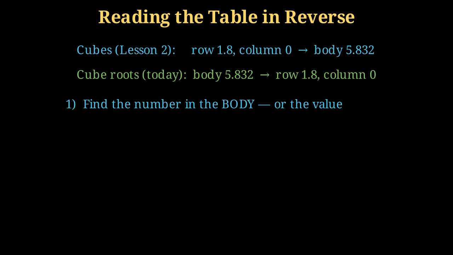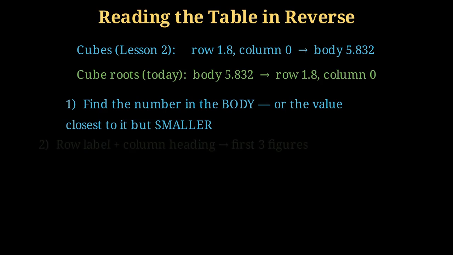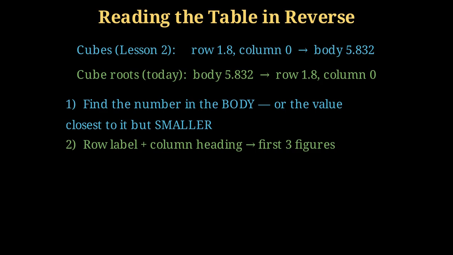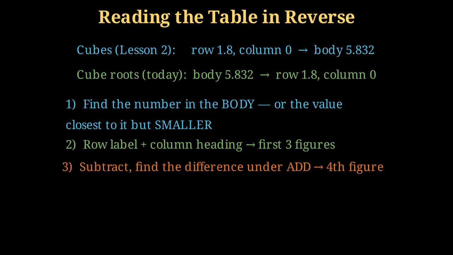3 steps, straight from your textbook. Step 1, hunt for the number in the middle section of the table. If it is not printed exactly, settle for the value closest to it, but smaller, never bigger. Step 2, the row label gives the first 2 figures of the root, and the column heading gives the third. Step 3, subtract the table value from your number, find that difference in the ADD columns, and the heading there is your 4th figure.